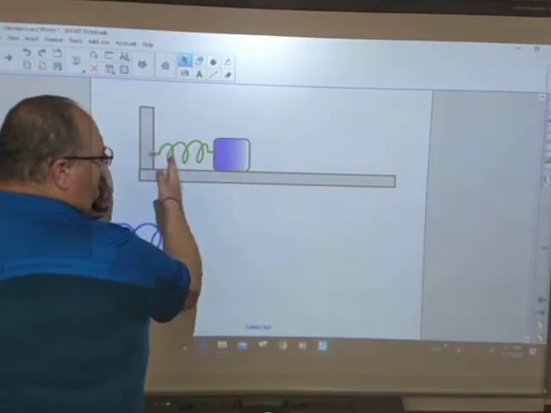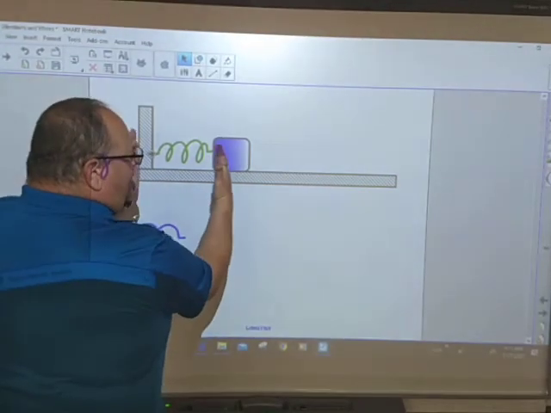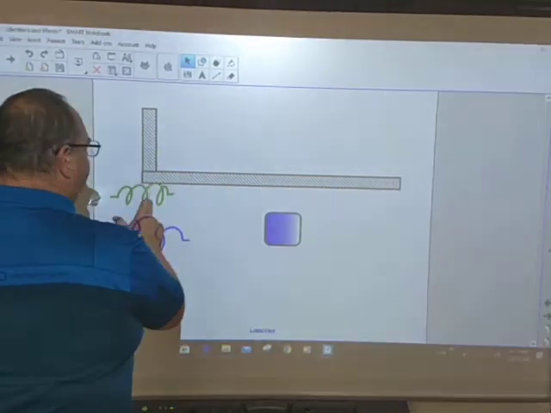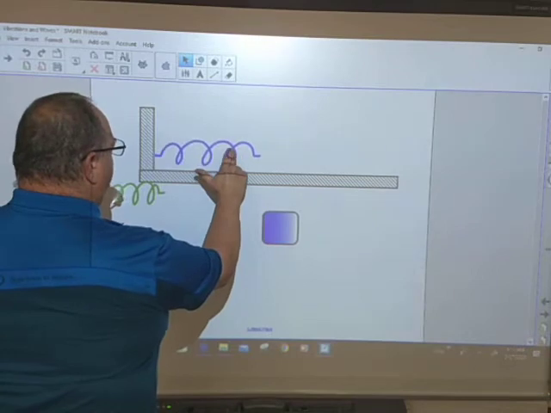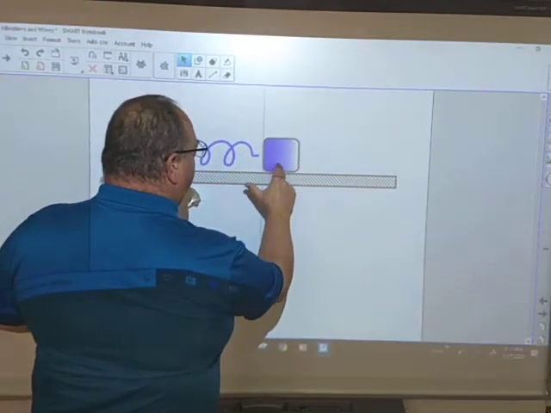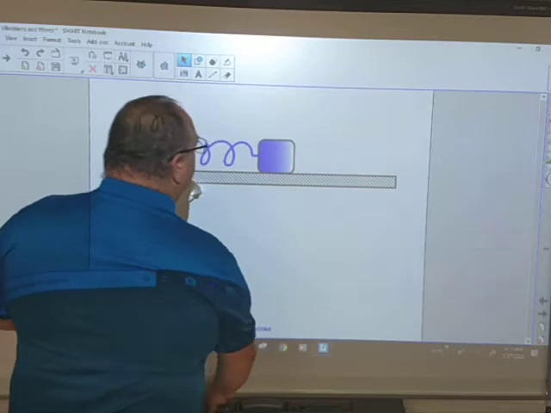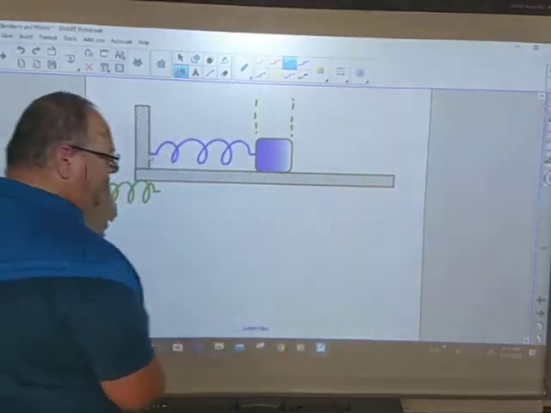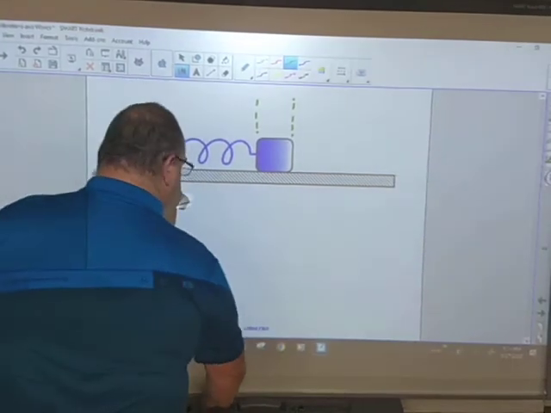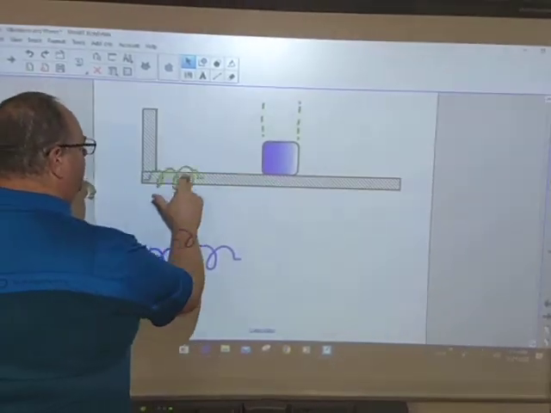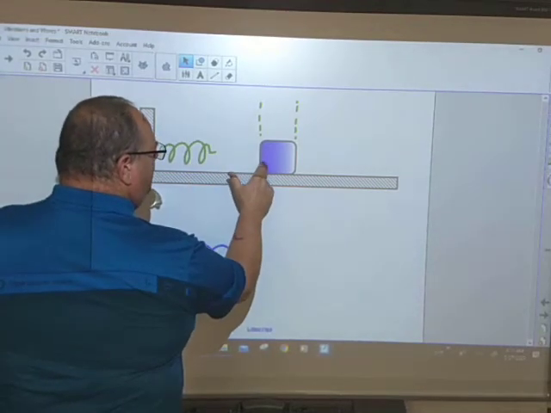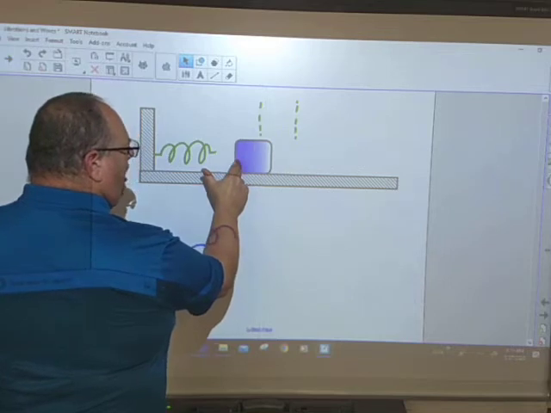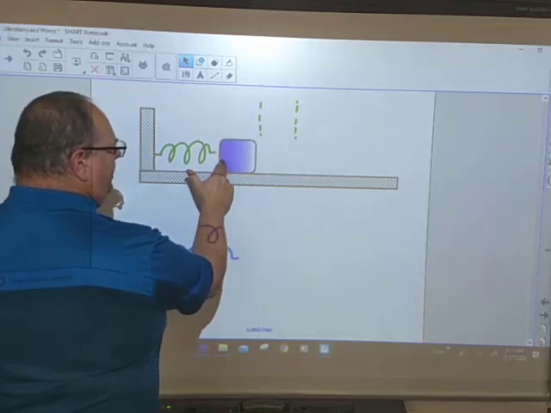In this case, I'm not stretching, I'm compressing, but the same sort of thing. The more we compress it, so I'm going to back up here. Let's go back to this. This represents our equilibrium position. So if I start compressing this, if I push this a little bit in, I get a little bit of force back. The more I push it, the more force back.